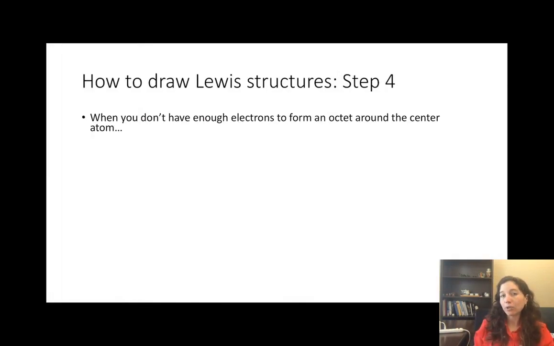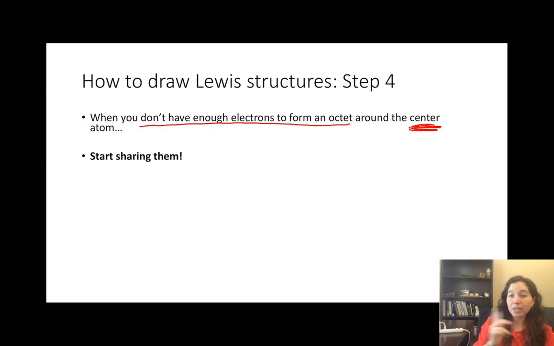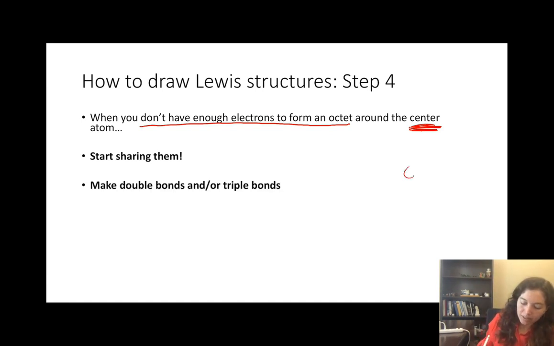Our next step for drawing Lewis structures is to make sure that octets are satisfied everywhere. So when you don't have enough electrons to form an octet around the center atom in particular, we saw that on our last examples, we need to start sharing them. So we're going to do our carbon dioxide example. Okay, so our carbon dioxide example, we had all of our electrons around here.